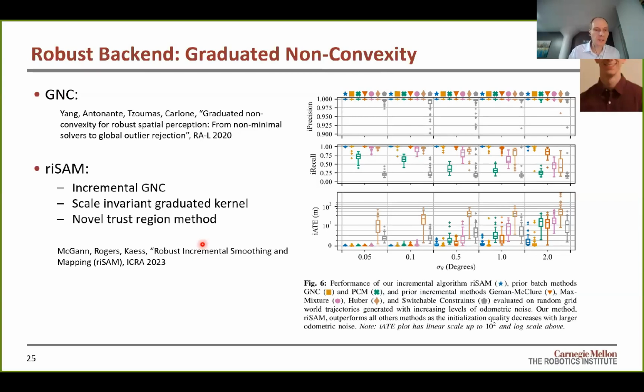So recently we published a robust backend that you may want to take a look at. This is based on graduated non-convexity from MIT, which is a batch method. And so we incrementalized this. We basically combined this with ISAM. So now you can have a robust solver in ISAM that is beating all the other robust solvers for incremental approaches, which are different from the batch case where you have all the measurements ahead of time.